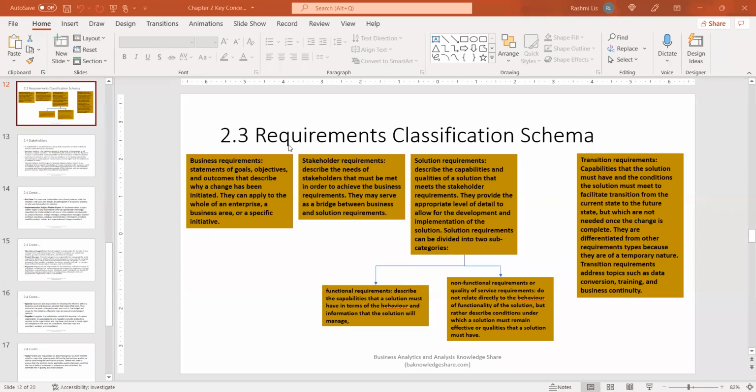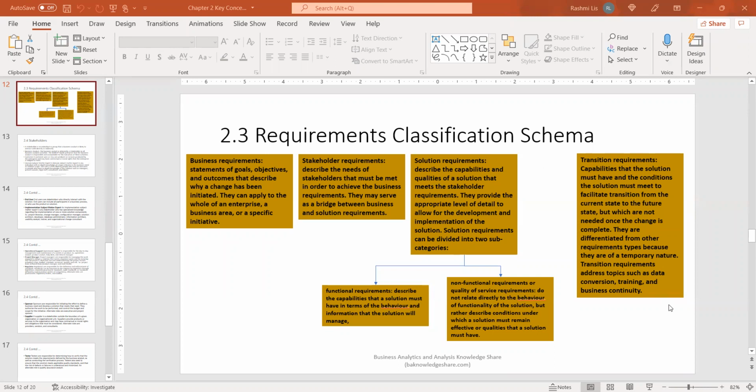In this episode, we continue with Chapter 2 and we'll go through Requirements Classification Schema. So without further ado, let's get started. As you can see over here, we have one slide that has requirement classification schema information. This basically provides a breakdown on the types of requirements that are generated in this section.